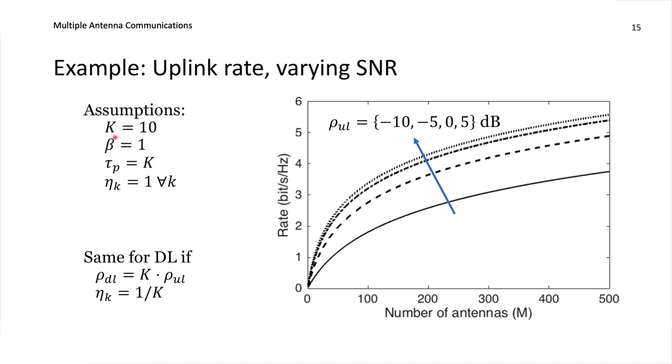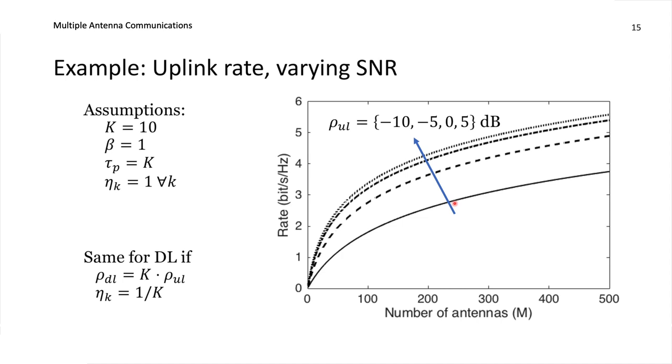Because I've normalized beta to be 1, rho uplink is actually the signal-to-noise ratio. The lowest curve is when rho uplink is minus 10 dB. Then we have minus 5 dB, 0 dB, and 5 dB. So as we are increasing the SNR, we get a larger rate for the user. And we see that we are moving 5 dB every time, but the gains are larger in the beginning than later on. And the reason for that is that we have two effects from the SNR.